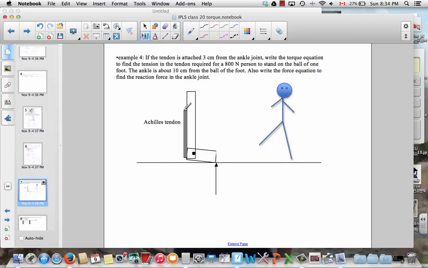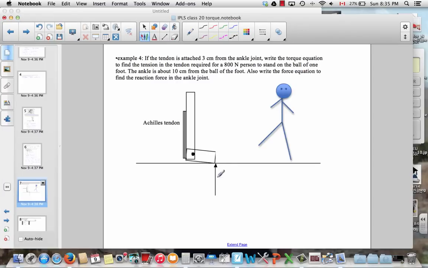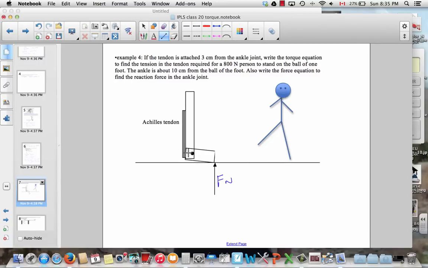Okay, another biological problem here. Here we're going to stand on one foot, and the forces that act on the foot will be, first of all, a reaction force from the ground, Fn. Then there's going to be, on the foot rather, a force of tension from the Achilles tendon pulling up on the foot.